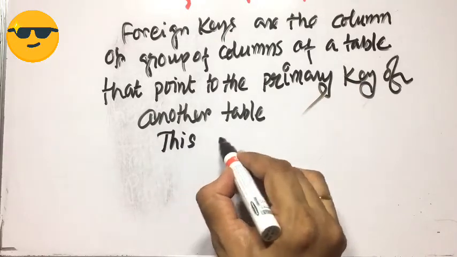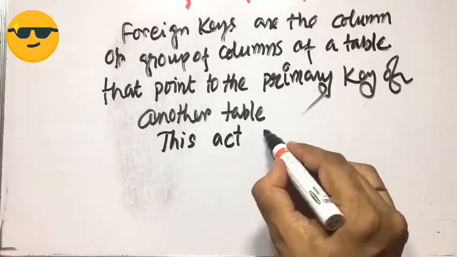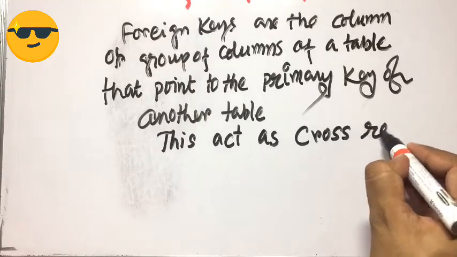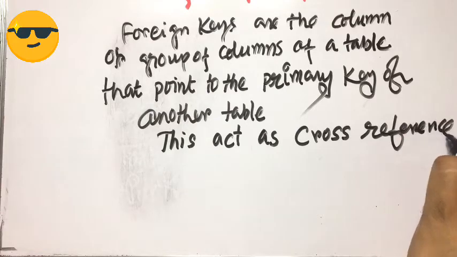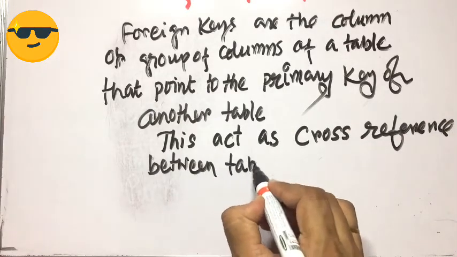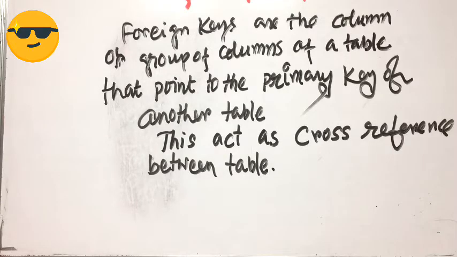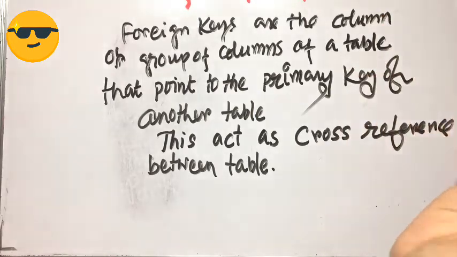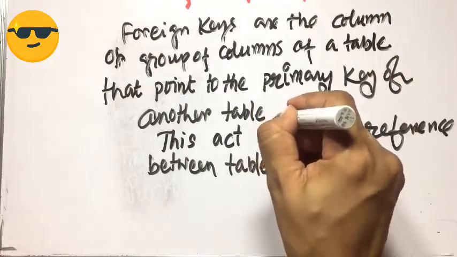These act as cross reference between tables. The foreign keys are the columns or group of columns of a table that point to the primary key of another table.